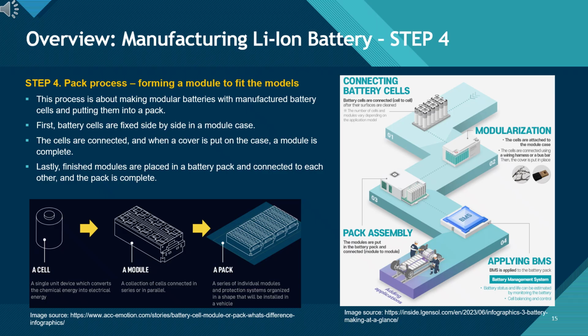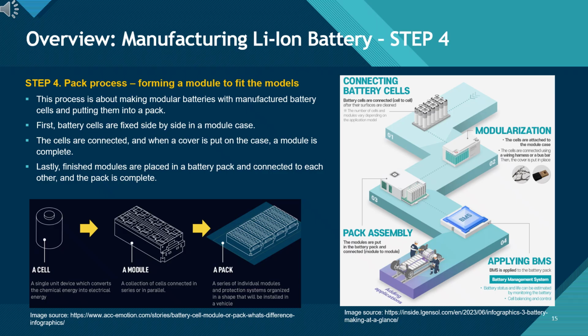Once the cells have passed all electrical and safety checks, they are arranged side by side and mechanically fixed inside a module case. Here, the cells are electrically connected, either in series, parallel, or a combination of both, depending on the voltage and capacity required by the application. When the module structure is secured with its cover, it becomes a solid building block for the pack.